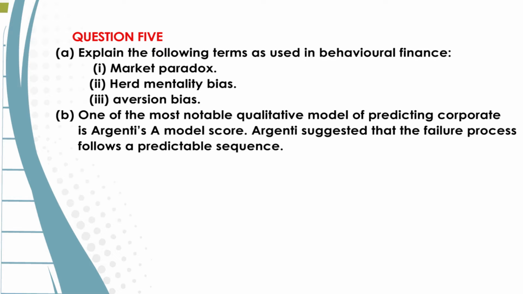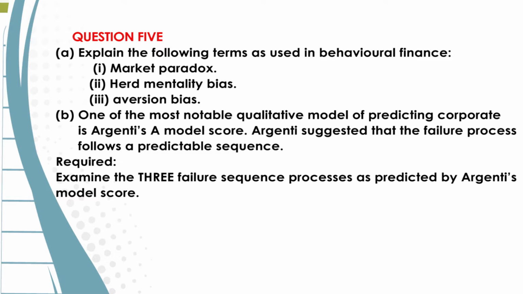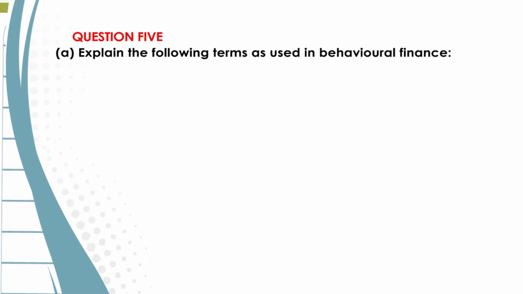B, one of the most notable qualitative models of predicting corporate failure is Argentine's A model score. Argentine suggested that the failure process follows a predictable sequence. Required, examine the 3 failure sequence processes as predicted by Argentine's model score, 6 marks. So let's take part A first. Explain the following terms as used in behavioral finance.